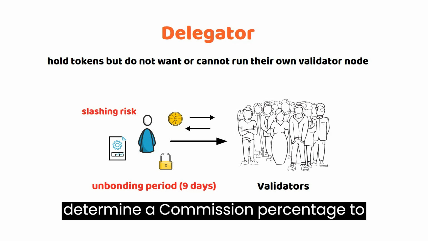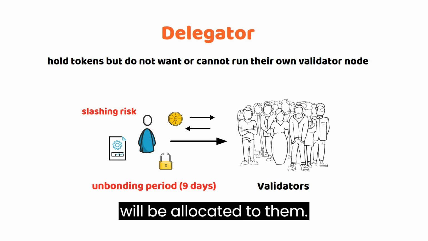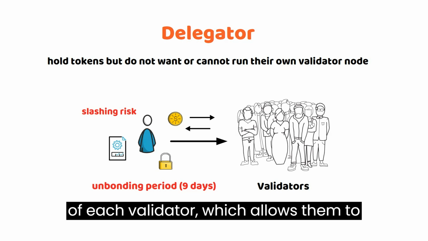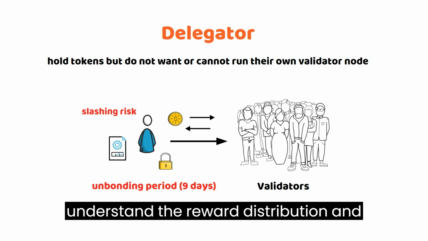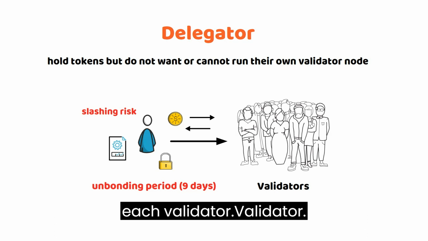Validators determine a commission percentage to establish the percentage of rewards that will be allocated to them. Delegators can see the commission rate of each validator, which allows them to understand the reward distribution and the potential return on their stake for each validator.